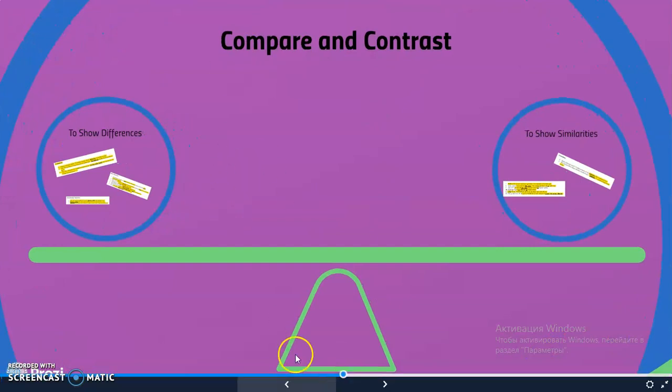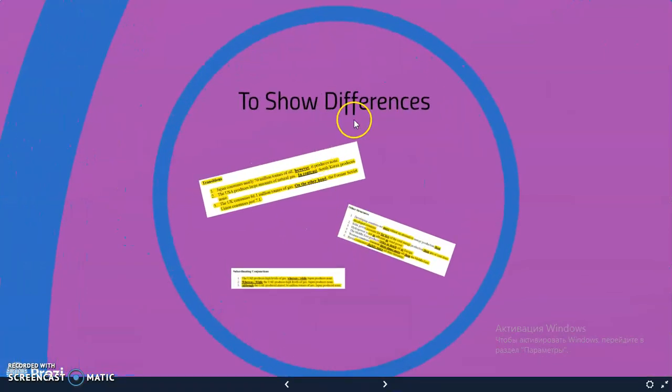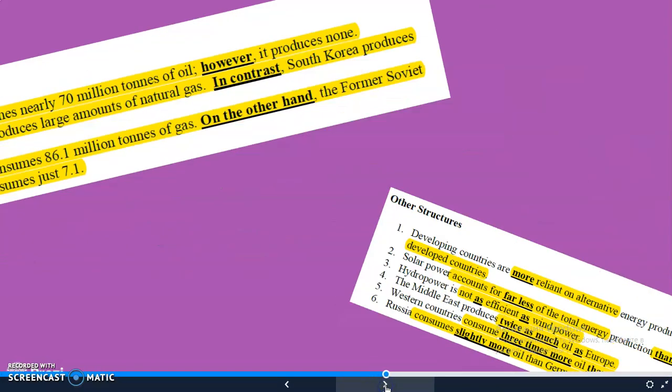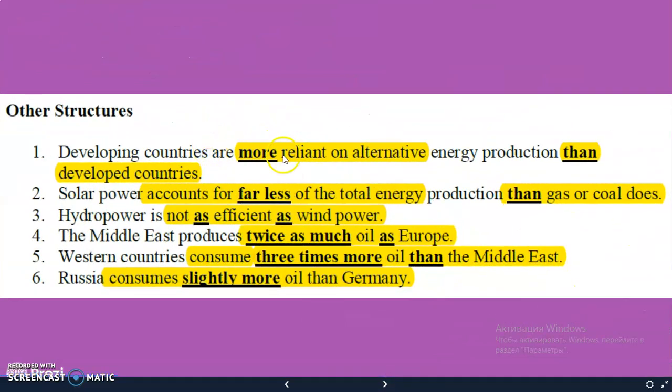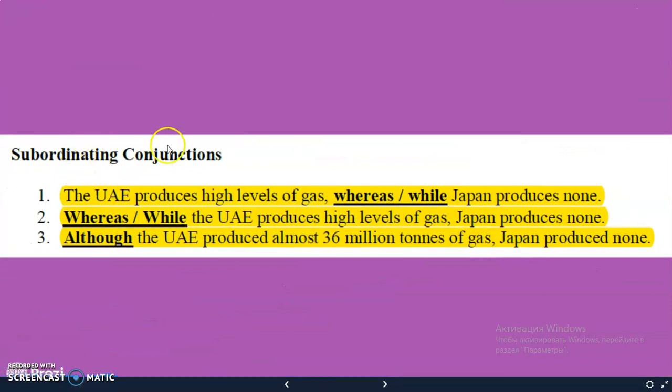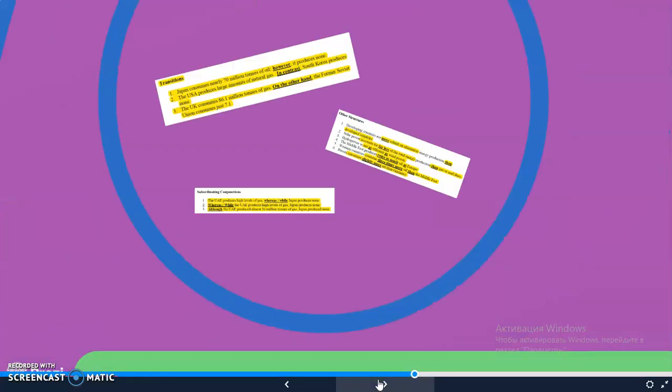So compare and contrast means to show differences and to show similarities. Let's begin with showing differences. How can we show differences? Transitions, for example, however, in contrast, on the other hand, these show differences. Other structures: more than, far less, as, twice as much, 3 times more than, slightly more. These are differences. And conjunctions, whereas, while, and also, these are very formal conjunctions.